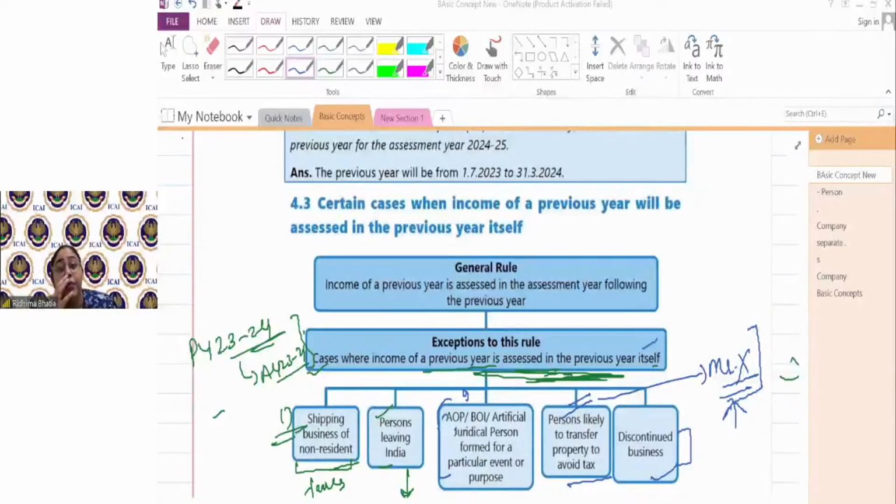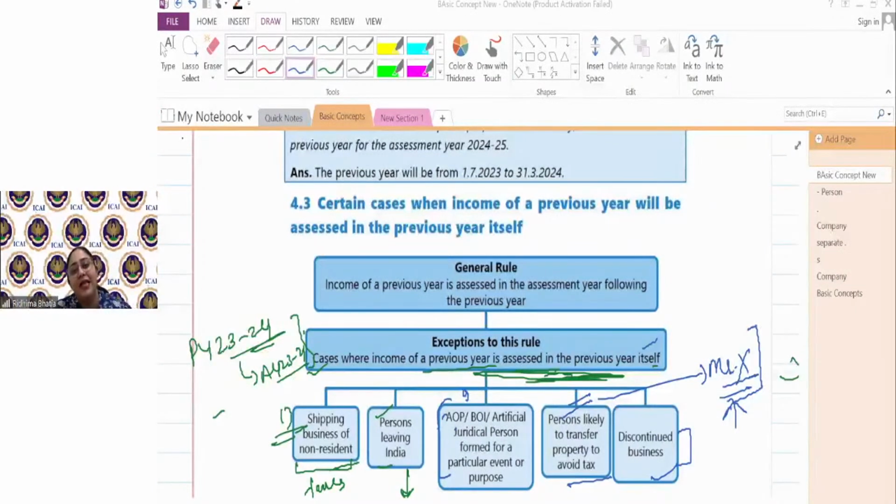Yes, this is a very important question which Madhav has asked. Ma'am, you have told that previous year is the year when income is earned and assessment year is the year when the income is assessed, and it is obviously immediately following the previous year. But ma'am, there are five exceptions, as you said very rightly, in which the previous year is the assessment year itself, as in the income earned in the previous year would be assessed in the previous year itself, correct?